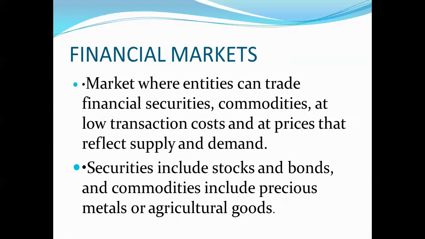Here the word security includes stocks, bonds, and commodities. Stocks are a bundle of shares; bonds are for investors who want to invest for a number of years; commodities are like agriculture goods. So the financial market provides different types of facilities. For investors, they arrange the borrowers, and for borrowers, they arrange the investors.